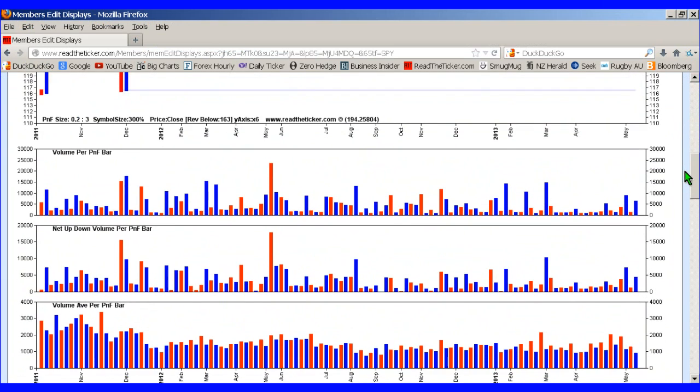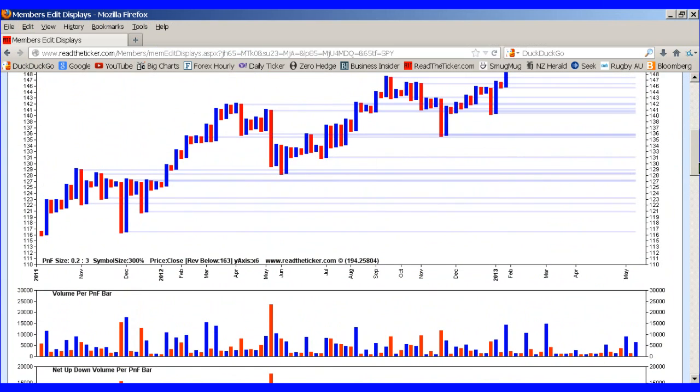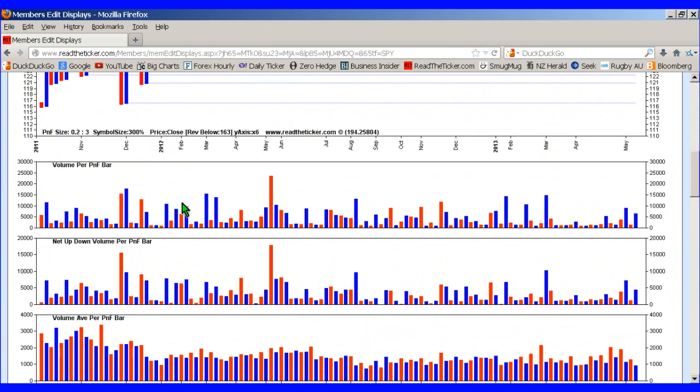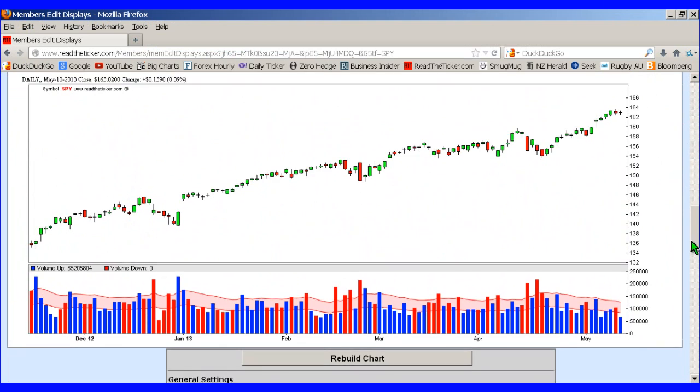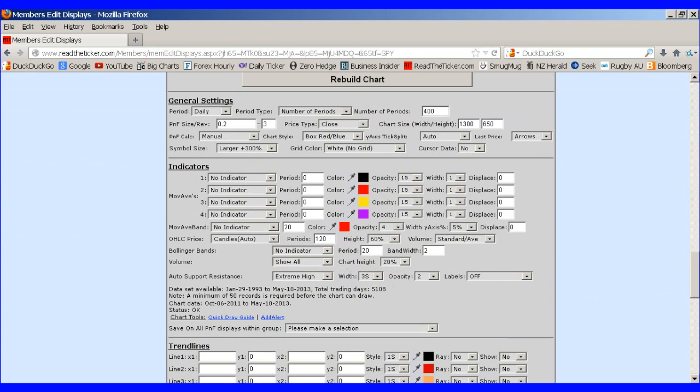Scroll down here, we have, per bar, three types of volume. We have total volume per bar. We have net up and down volume per bar. And we have average volume per bar. I'm just going to concentrate on net volume per bar, so I'm just going to select this one on. Net per bar.